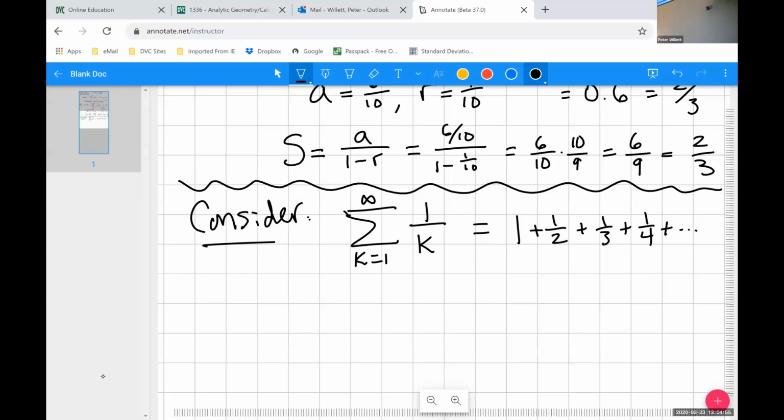But this is a very, very important series. So as we discuss it, as an example, we're going to give this a name. So this is called the harmonic series. And that's just the series as k goes from 1 to infinity of 1 over k. 1, 1/2, 1/3, 1/4, 1/5, add it all up.